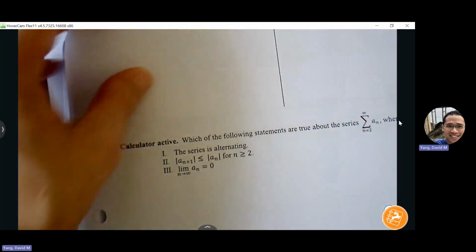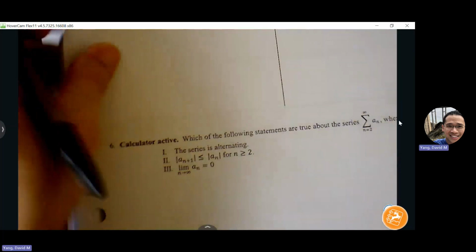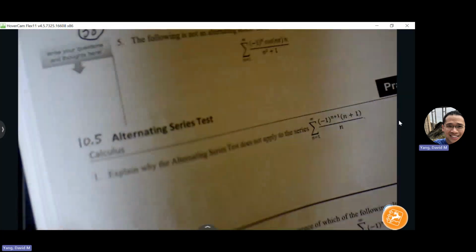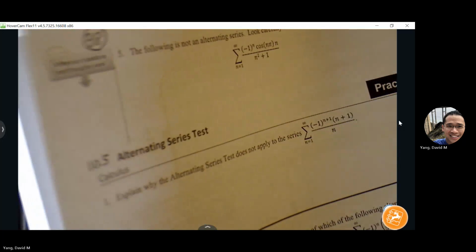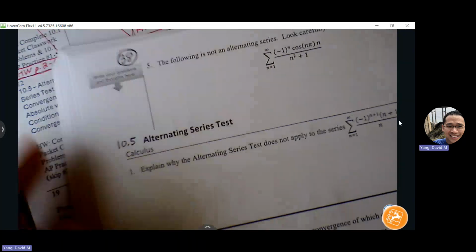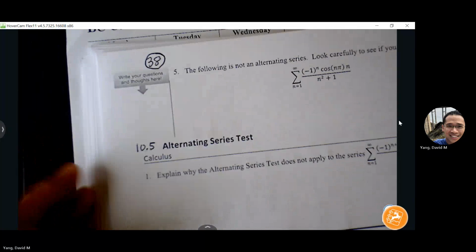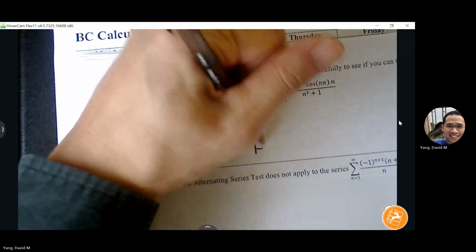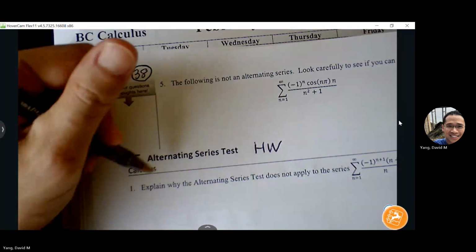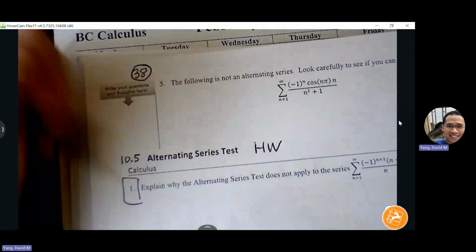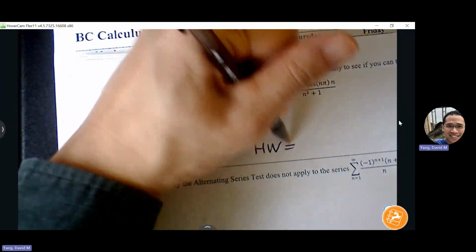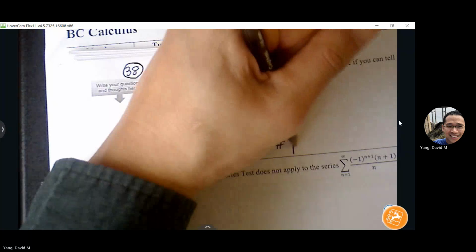Okay, so let's get started on page 38. Start with number 1, and I'll put the homework pages up in a second here.